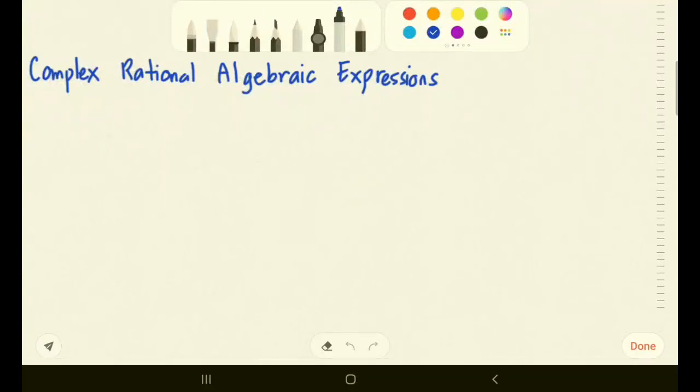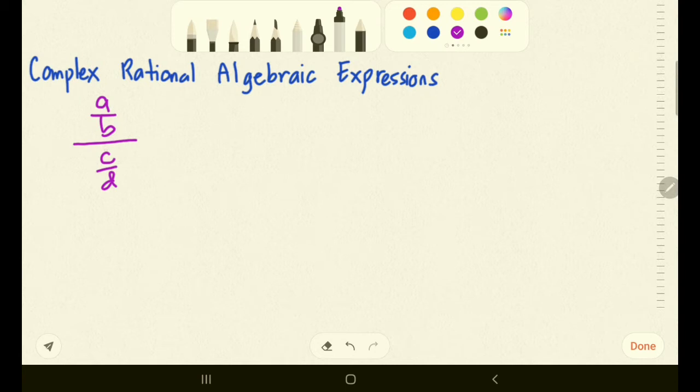Now let's go on to complex rational algebra expressions. When you have a numerator and denominator, both of them rational algebra expressions, that is called a complex rational algebra expression. For example, you have here a over b all over c over d. Your numerator is a over b and your denominator is c over d.